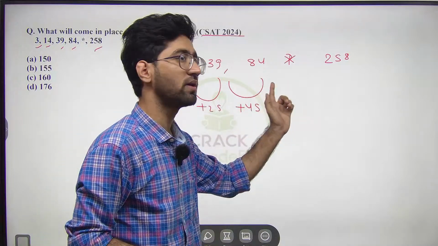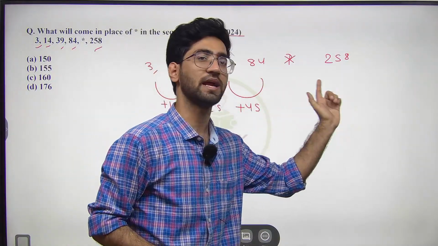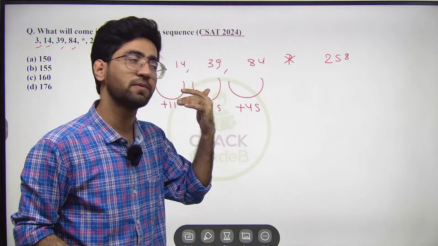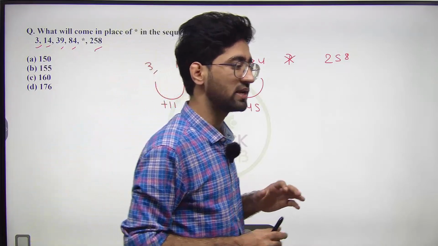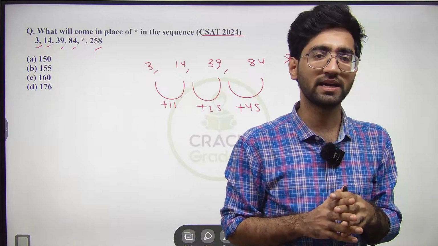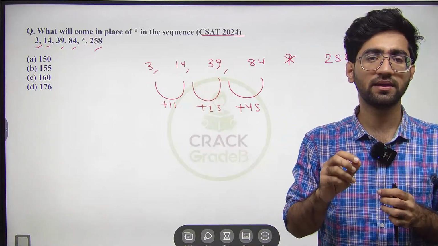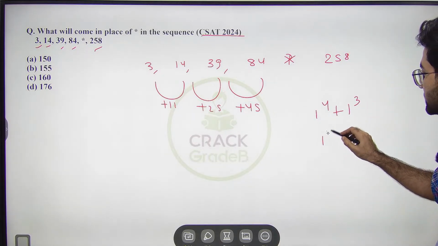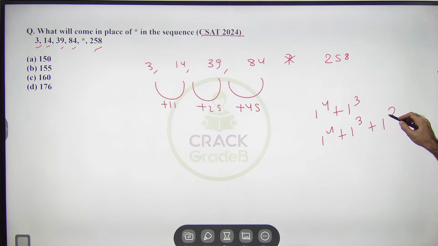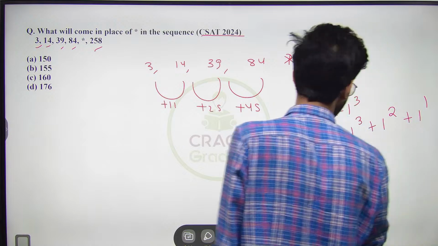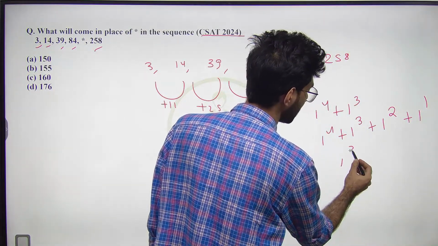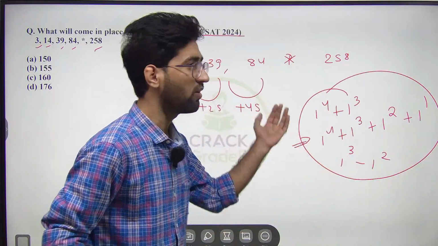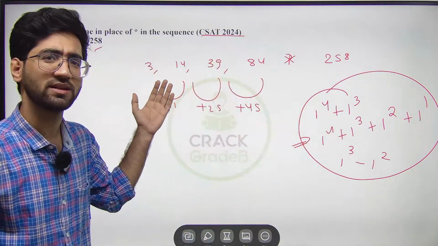So you will not be able to identify what we are adding here, then what we are adding here, and then you will have to take the difference of these numbers. But that will be a lengthy process. So I suggest, usually in a few questions you will find that the elements have been written in a pattern, like 1 to the power 4 plus 1 to the power 3. Someday you will see 1 to the power 4 plus 1 to the power 3 plus 1 to the power 2 plus 1 to the power 1. Someday you will see a pattern like 1 cube minus 1 square. But if you have practiced a few questions of this pattern, you will not find this question difficult.